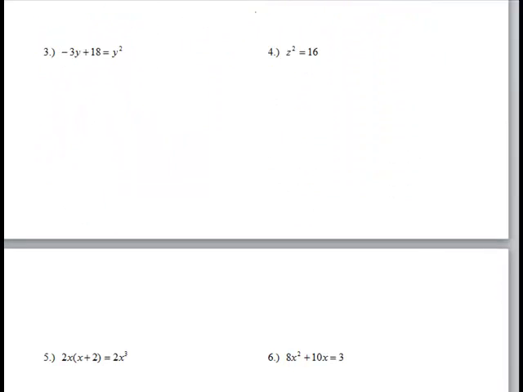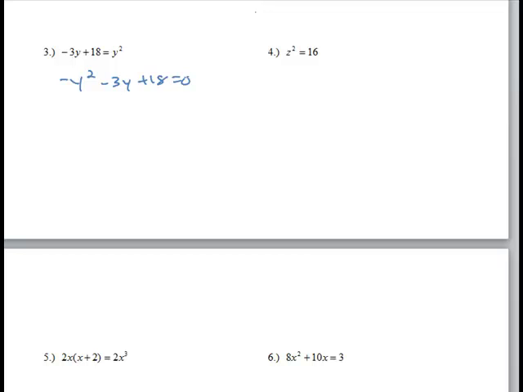Example 3, another quadratic equation. Begin by setting it equal to 0, getting all your terms on one side. So we can move the negative 3y and 18 to the right, or this y squared to the left by subtracting y squared. And that's exactly what we'll do, writing it in standard form as we do that.